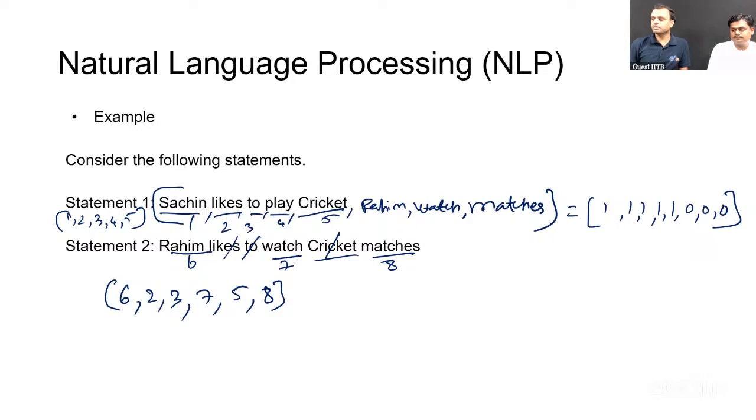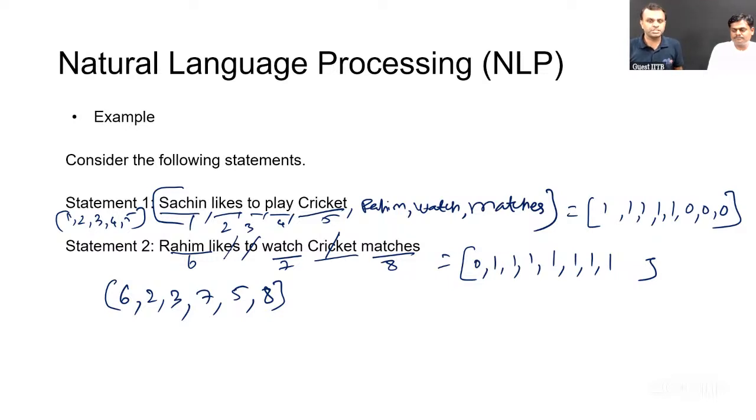This is the vector. This particular statement contains words 1, 2, 3, 4, 5. For the second one, the word 1 is not there, but 2 is there, play is there, cricket is there, and game is there, watch is there. You see, the second vector is really big, like seven values.